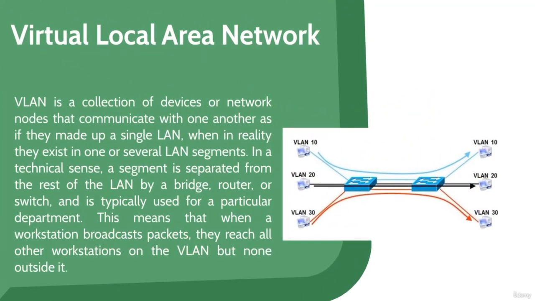A VLAN is a collection of devices or network nodes that communicate with one another as if they made up a single LAN, when in reality they exist in one or several LAN segments. In a technical sense, a segment is separated from the rest of the LAN by a bridge, router, or switch, and is typically used for a particular department. This means that when a workstation broadcasts packets, they reach all other workstations on the VLAN but none outside it.